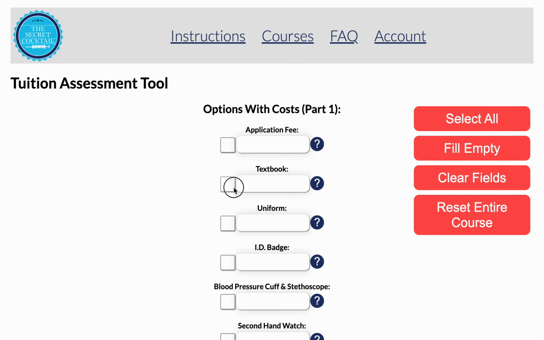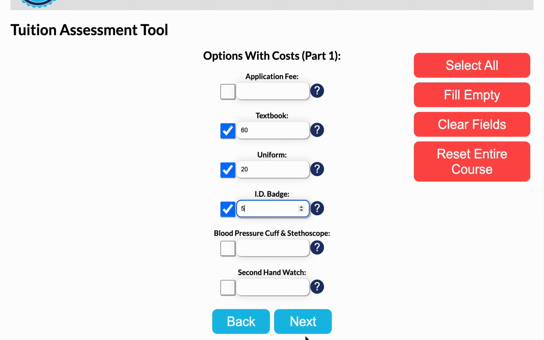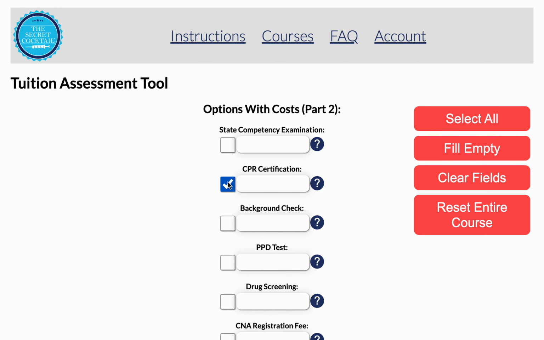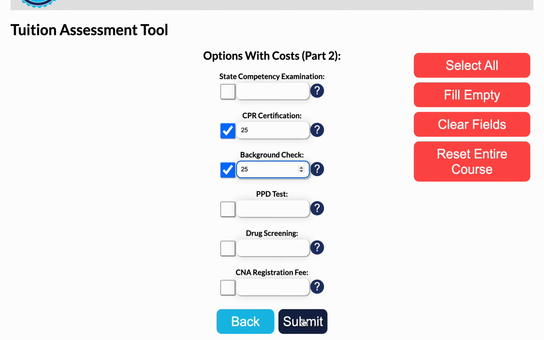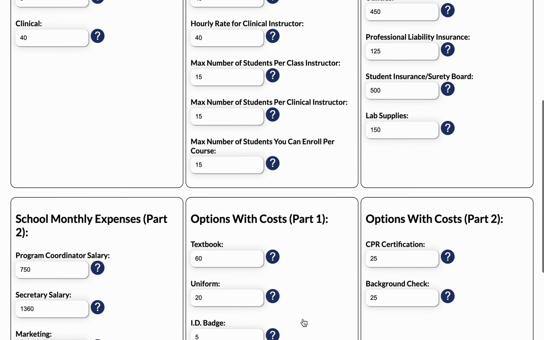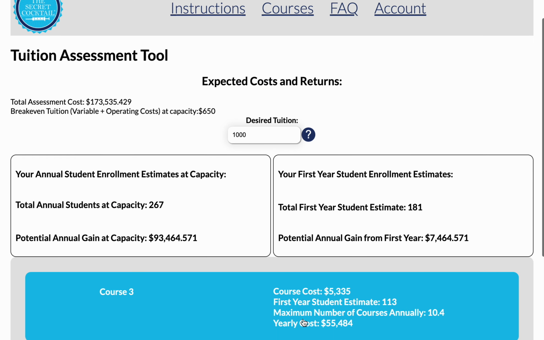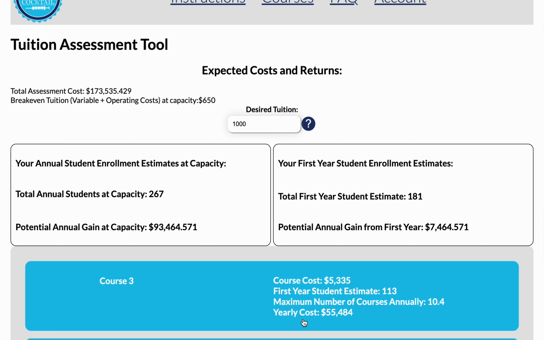Okay, and then we had a textbook at 60, we had a uniform at 20, we had a badge at 5, we had CPR at 25, we had background check. What did I say the background check was? 25. Okay, and that was it. Okay, this is looking better. So now this says, hey, you got the first class, the second class. In order for you to break even, you only need to charge $650.